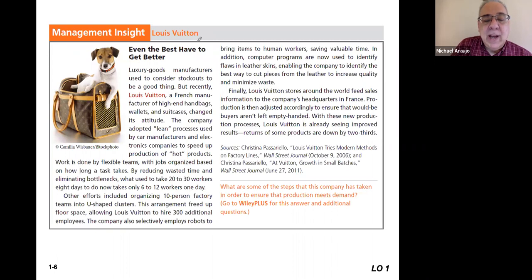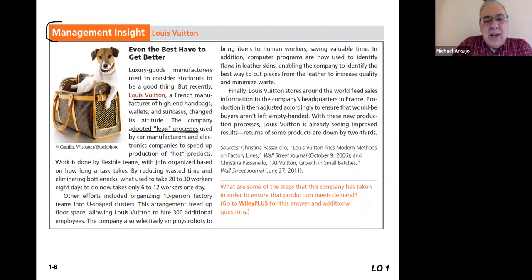But anyway, these little stories in the book are actually quite good. I like them better than the financial accounting book. And here they give you an inside look at how Louis Vuitton, which manufactures handbags, wallets, suitcases, etc., actually adopted something called a lean process. And a lean process is sort of looking at the steps involved in producing the items that they make and the costs that are involved in producing the items.